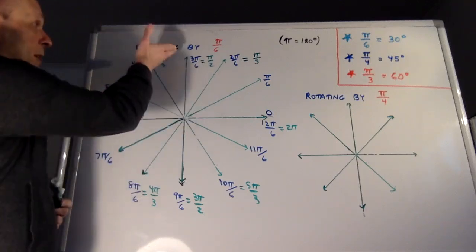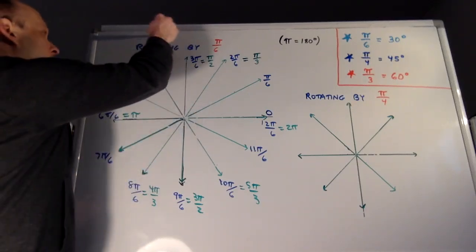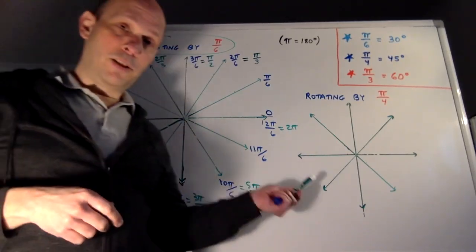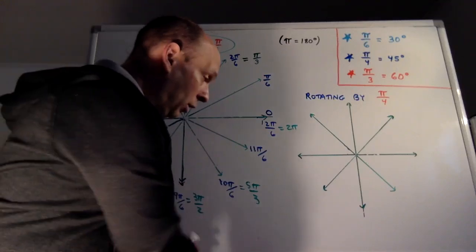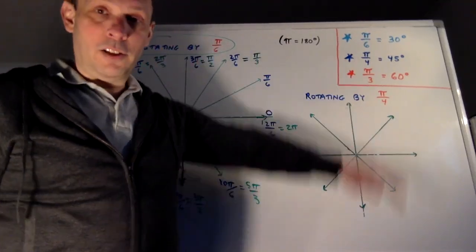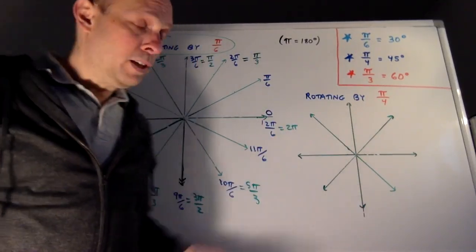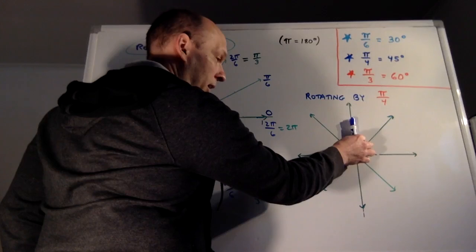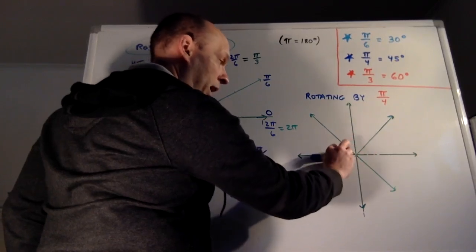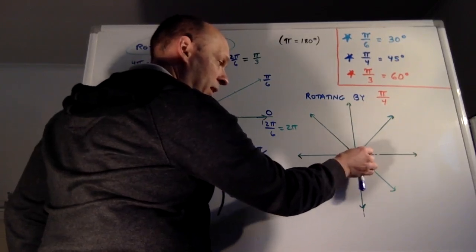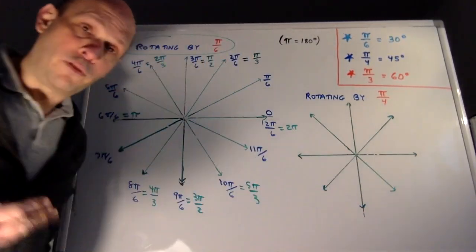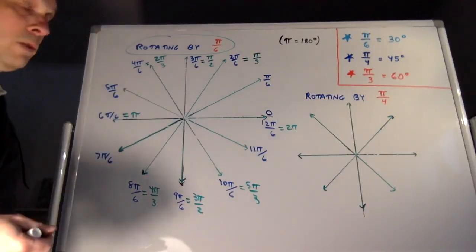So just like we can rotate by pi over 6 like we did here, we can also rotate by pi over 4. So let's do that next. Pi over 4, that's 45 degrees. So we're going 45 degrees each time. So here, in terms of degrees, that's 45 degrees, that's 90, that's 135, that's 180, that's 225, that's 270, that's 315, and that's 360. So those are the familiar angles to us in terms of degrees.